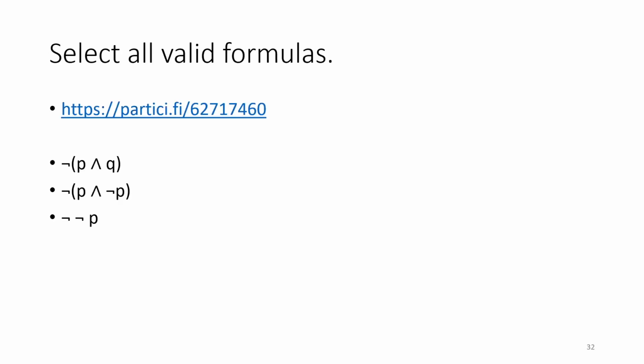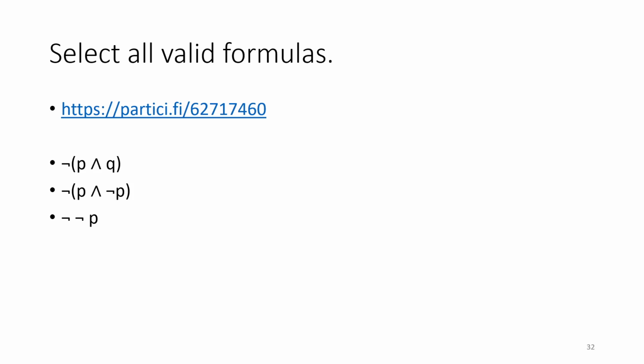Now, if we want to select all valid formulas, maybe we can just discuss this. Who thinks that number one is a valid formula? So we have P and Q, negated. The question is, how do we check whether this is a valid formula? We would have to check that for all assignments to P and all assignments to Q, we always end up with true for this formula, right?